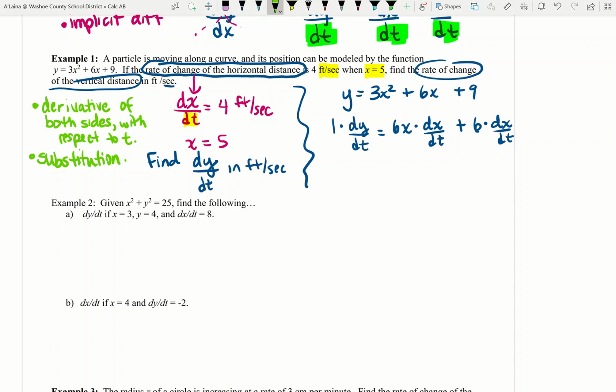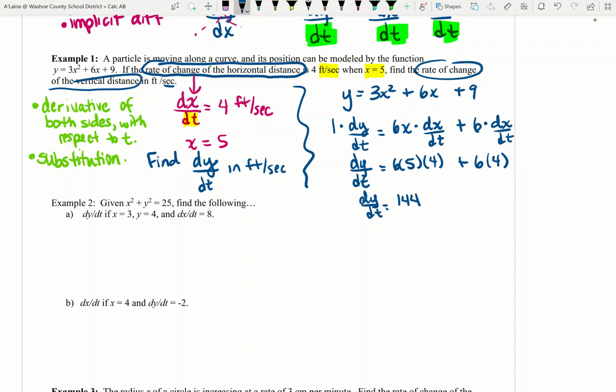Okay, so I'm going to go through this and substitute in wherever I have values. dy over dt is what I'm trying to find, so that will remain my variable. x in this problem is 5 and dx over dt is 4. And then I'm replacing dx over dt again here. So dy over dt would be 120 plus 24, or 144.